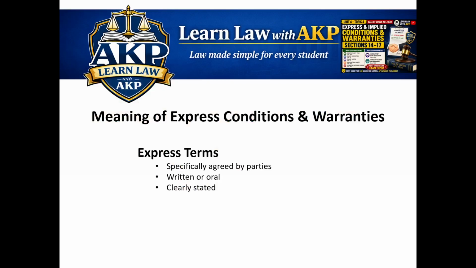Express conditions and warranties are those terms that are specifically agreed upon by the buyer and seller. They may be included in writing or agreed orally. For example, a seller expressly promises that a laptop contains 16 GB RAM and a 1 TB SSD. This promise becomes an express condition or warranty depending upon its importance.